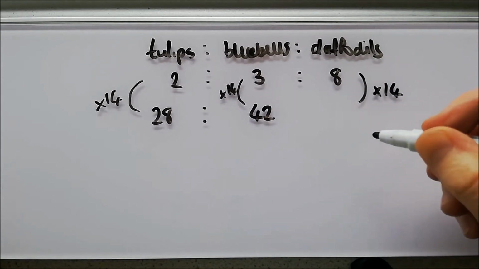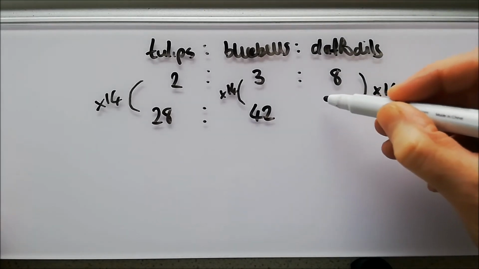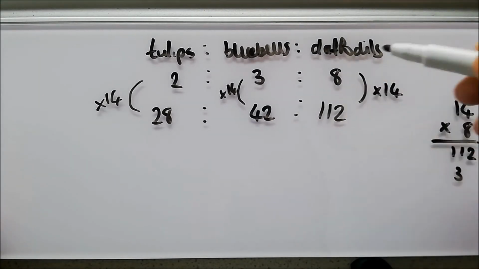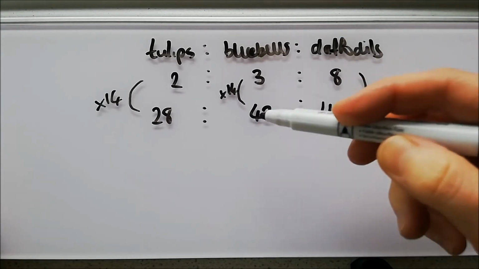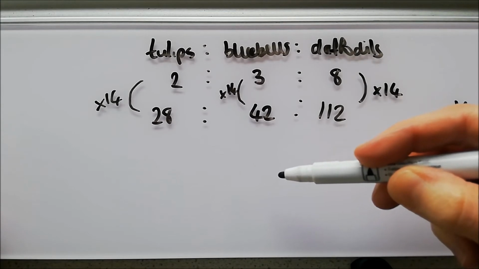Now, I don't know what that is in my head, so in an exam situation on a non-calculator paper, you'd have to work that off to one side using long multiplication. So 8 fours are 32, 8 ones are 8, 9, 10, 11. So there'll be 112 daffodils. So in your answer, you'd put 42 bluebells, 112 daffodils.